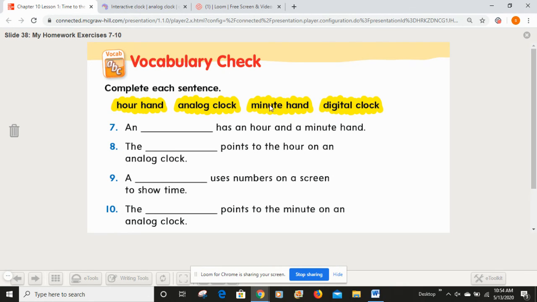And if all is right, then the last one we have is minute hand, so let's see if that fits. The minute hand points to the minute on an analog clock. So I think we're good. So this one, remember, is analog clock. This is hour hand. This is digital clock. And this is the minute hand. Let's check and see if we're correct. We are. So we've got our vocabulary down pretty well.